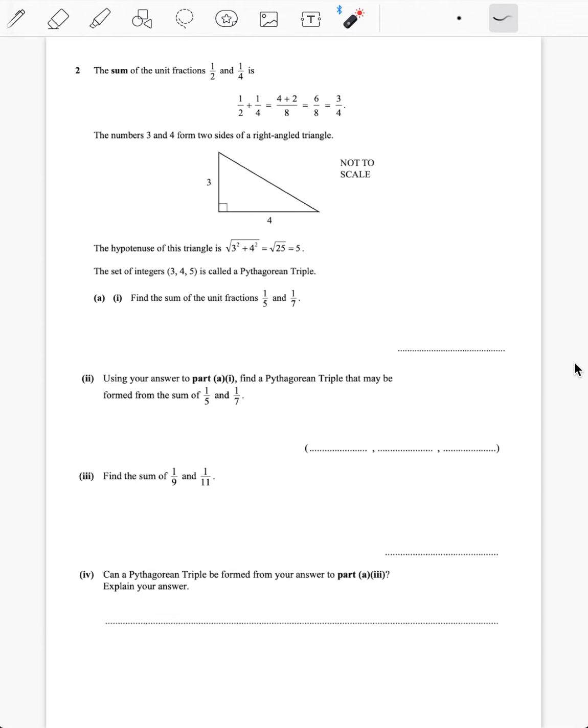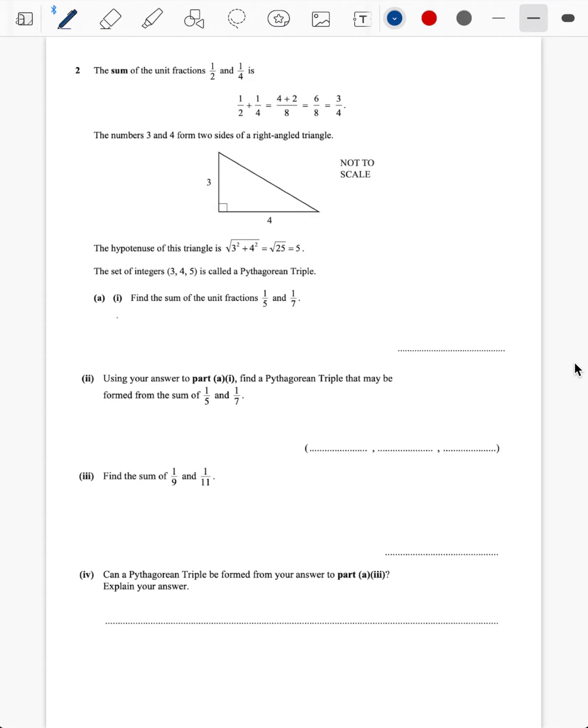Numbers 3 and 4 form two sides of a right-angled triangle. Okay, so 3 and 4 appear to have come from the final result of the sum of the unit fractions. Now, the hypotenuse we can work out using Pythagoras. That's fine. This is 5. That makes sense. Okay, so there's quite a lot going on, but let's just take it one step at a time. What's it actually asking me to do here? Just find the sum of them. Let's just crack on and find these added together.